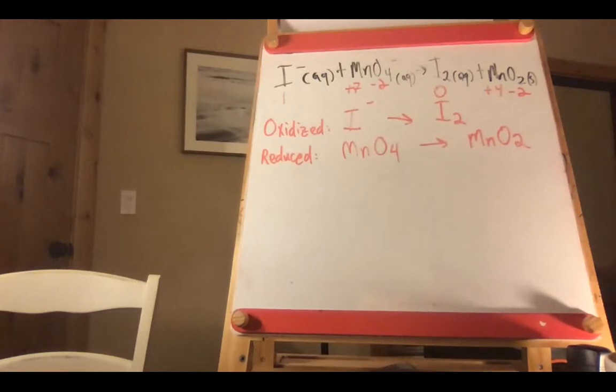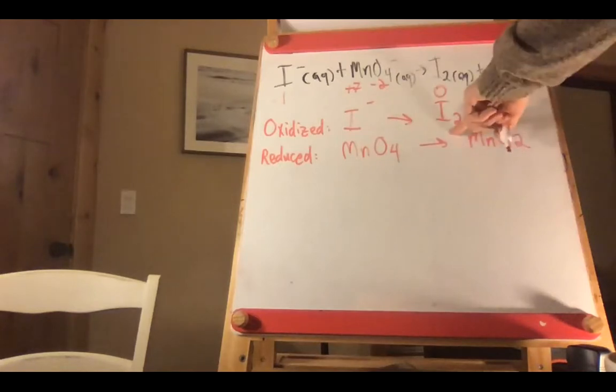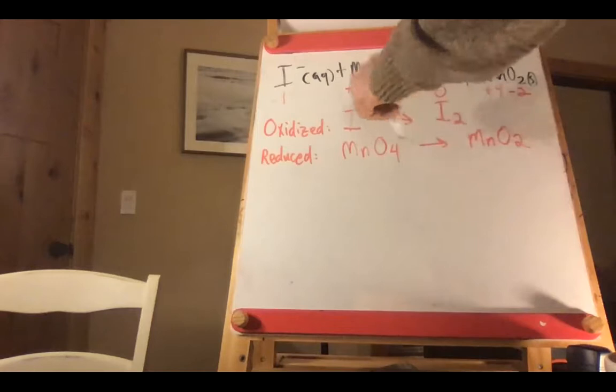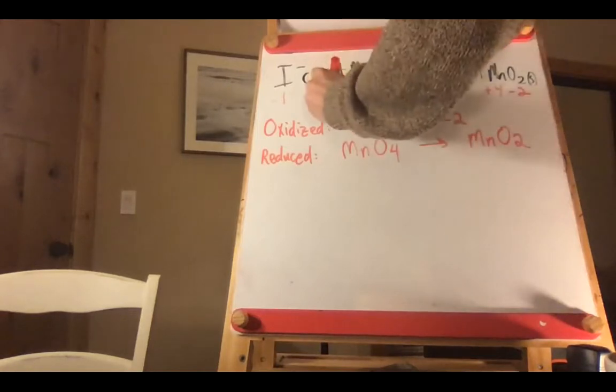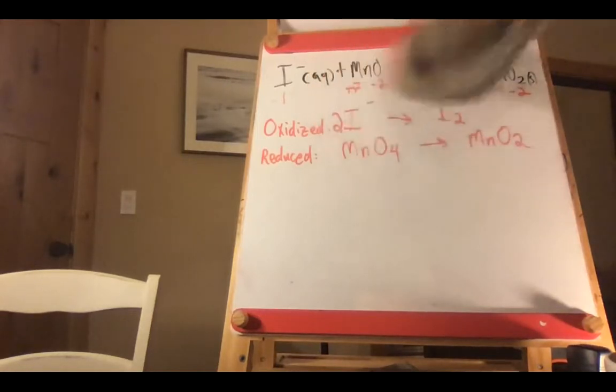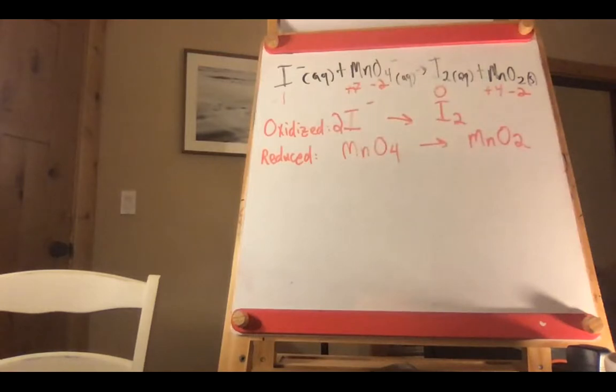So what's the first thing we do? We need to balance these. So let's balance our oxidized reaction. There are 2 iodine here, just 1 there. So let's put a 2 here. Okay. Now that's balanced from the perspective of mass.